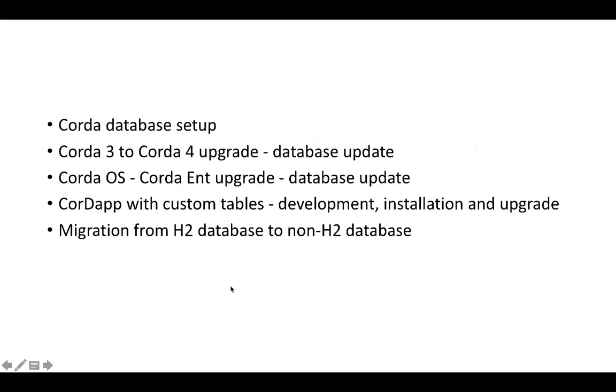So the agenda is: what to do when you want to set up Corda from scratch against a database. Then how to upgrade from Corda 3 to Corda 4 in terms of the database. Then the possible ways of upgrading Corda open source to Corda Enterprise. And how to actually develop a CorDapp which has custom tables. And migration from the H2 database to another database.